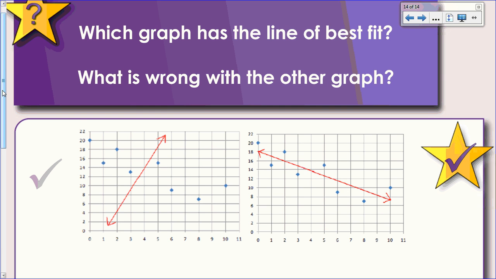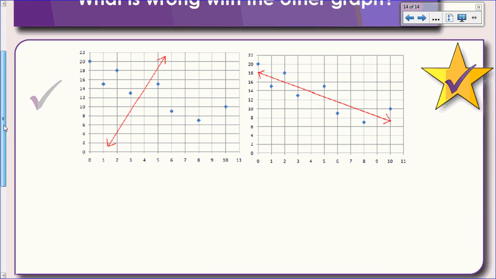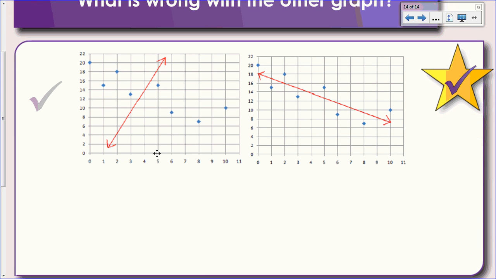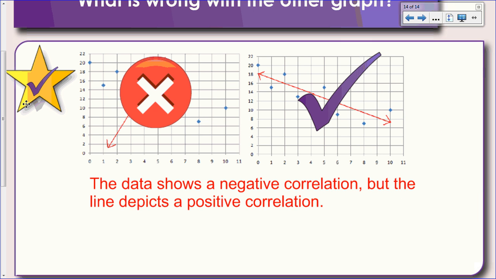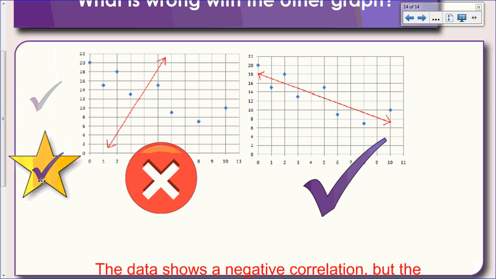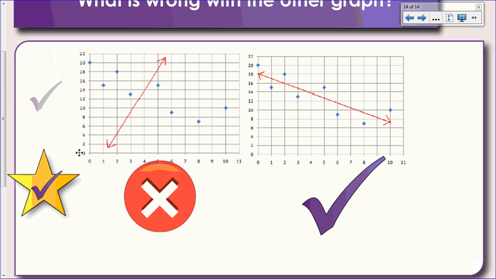Here's one more. Which one's better? And it would be our second one. The first one actually shows a negative correlation, but the line is going in the wrong direction completely. So even though there are 4 points above the line and 4 points below, the line's not matching up to the correlation, where in this one it is.